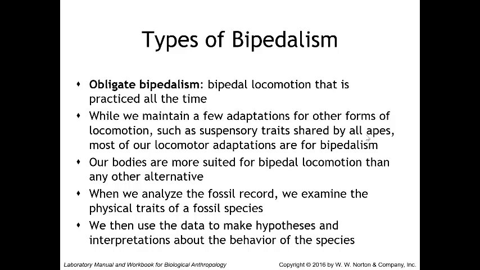When we analyze the fossil record, we examine the physical traits of a fossil species. We then use the data to make a hypothesis and interpret the behavior of the species as a whole. So when we are trying to identify if a fossil species was a member of our lineage, we look for anatomical traits for bipedal locomotion. Bipedal anatomical traits indicate that a species was at least habitually bipedal, and it practiced bipedalism frequently enough that natural selection favored those traits and facilitated this locomotion. These habitual bipeds are more bipedal than members of non-human primate lineages and therefore belong in our human lineage.